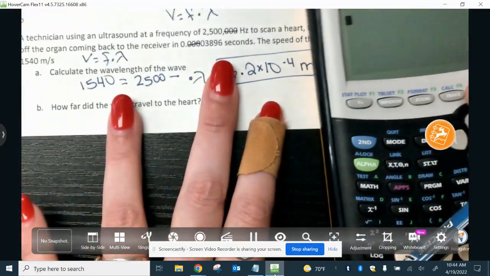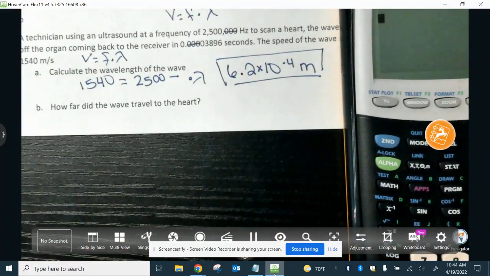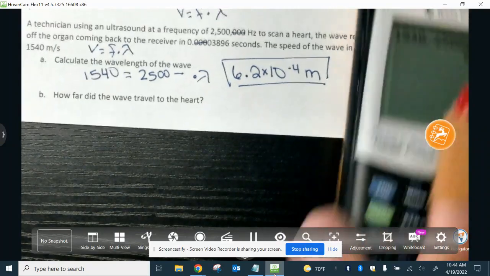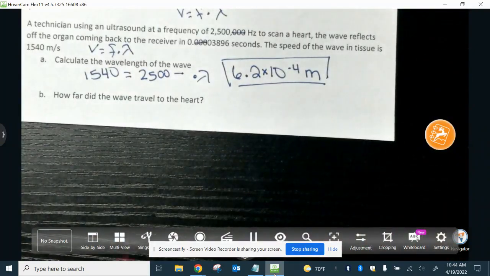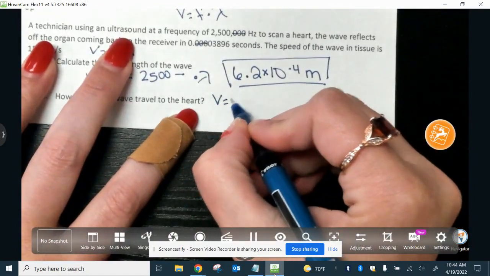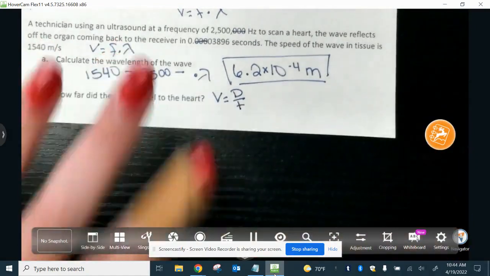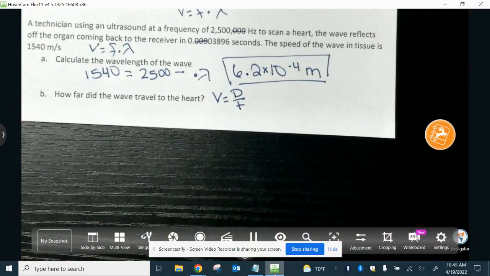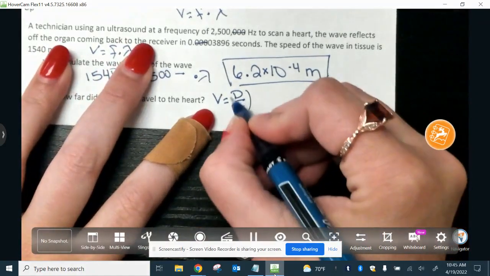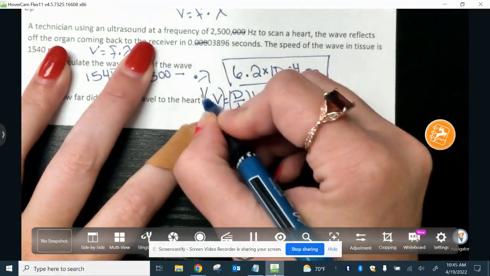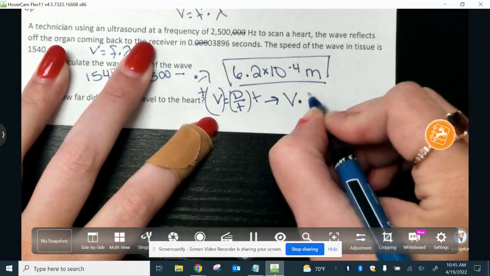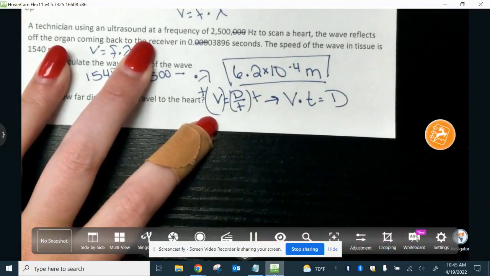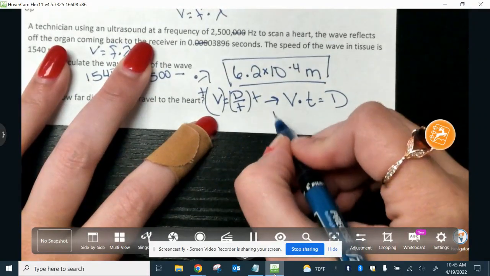The second one asks, how far did the wave travel to the heart? One of the first formulas we learned about in physics was velocity equals distance over time. In this case, I want the distance, not the velocity. So I'm going to multiply both sides by t to get velocity times time is equal to my distance. I can just fill it in.